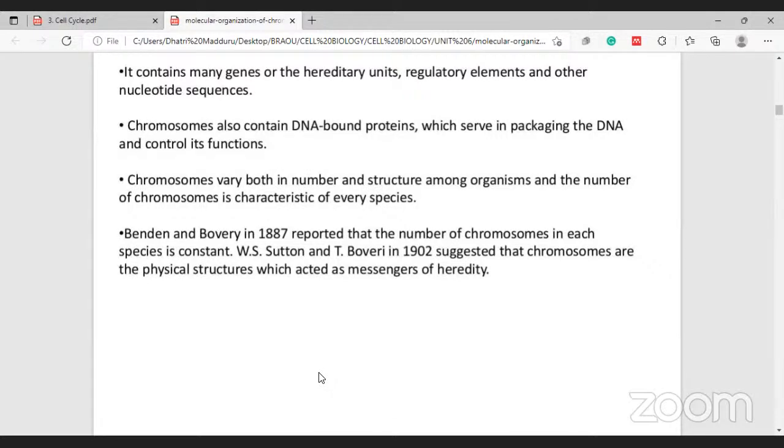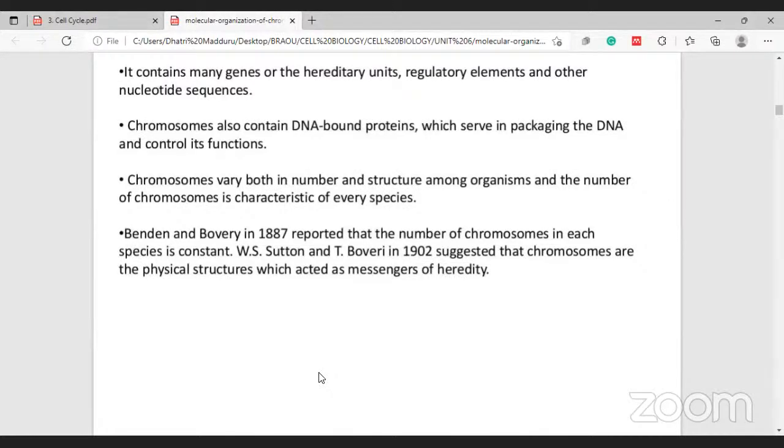Chromosomes also contain DNA-bound proteins. These proteins are histones. What is the role of these proteins? They help in the packing of DNA and control its functions.